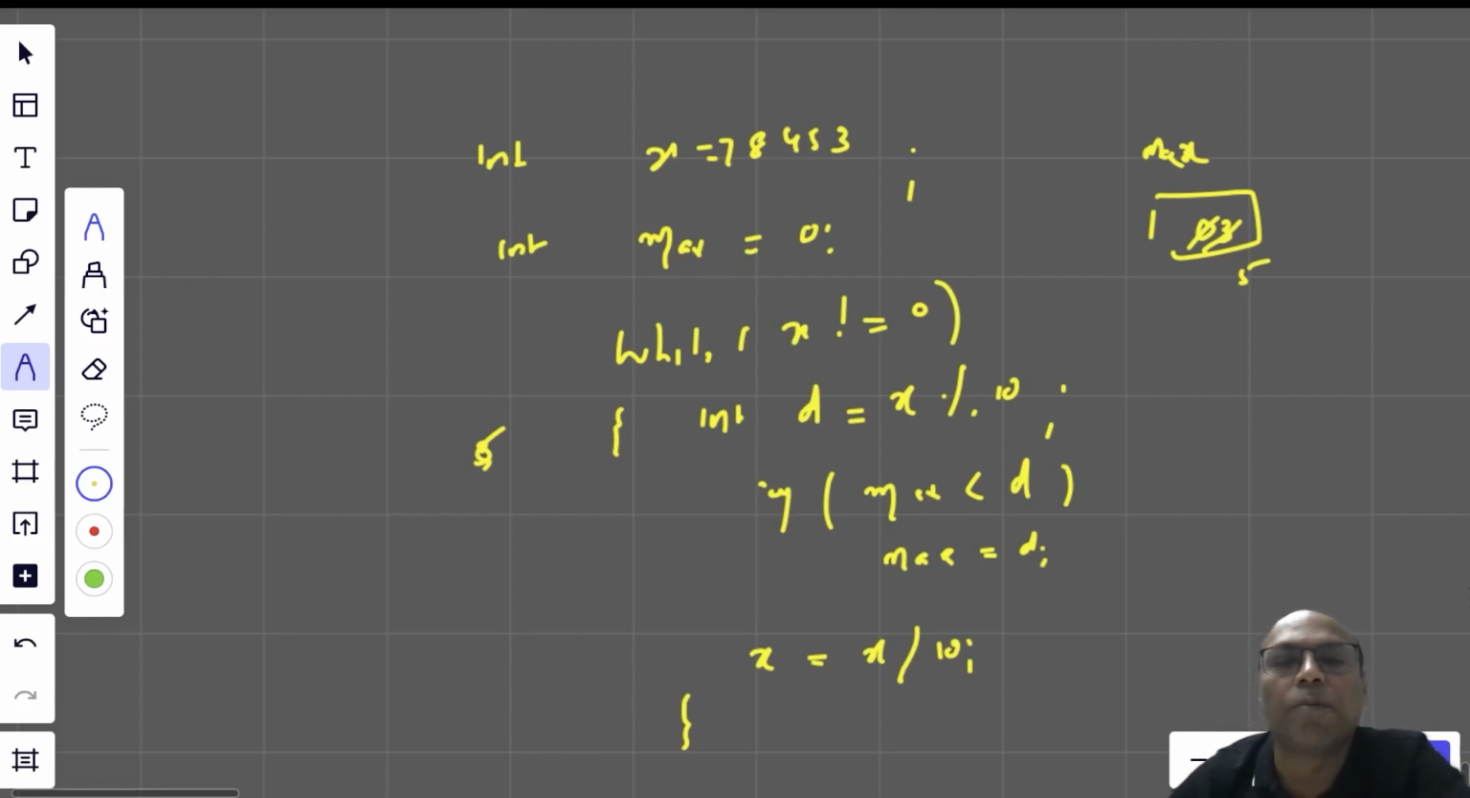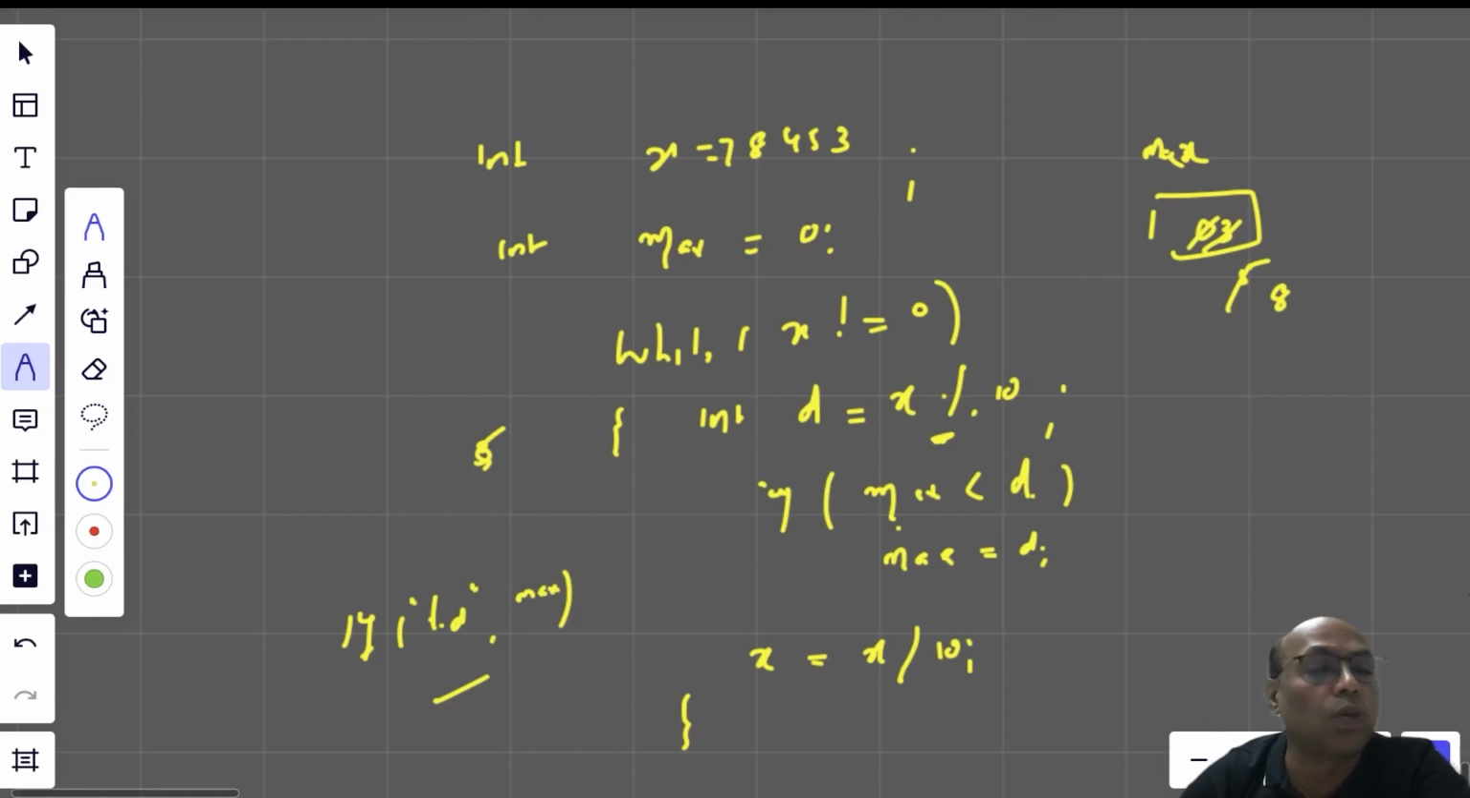78. 78 is not equal to 0. 78 modulus 10 is how much? 8. Max is how much? 5. 5 is less than 8. Condition is true. Therefore my max became 8. X is equal to X by 10. How much did it become? 7. 7 is not equal to 0. 7 modulus 10 is how much? 7. 8 is less than 7? False. X by 10, how much is it? 7 by 10 is 0. False. I came out. I'm going to print, percentage d. What do I put?